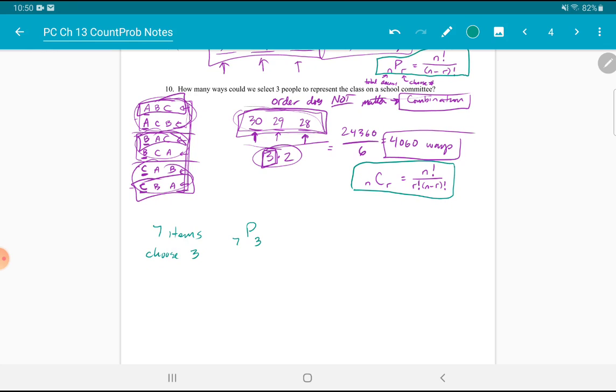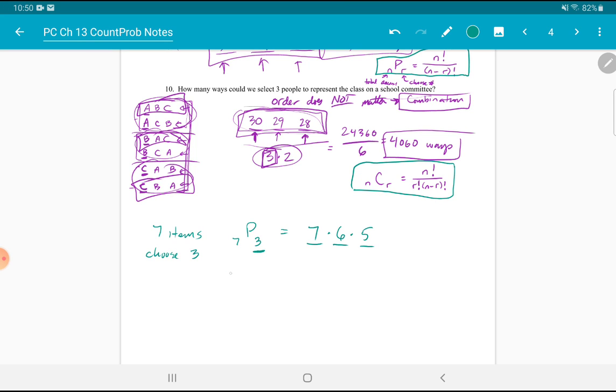Okay, and so if I have 7 items to choose from, and really notice how you're choosing 3, which means I just have 1, 2, 3 things that I need to fill up. And I have a total of 7 items, but since I've exhausted one in the first slot, I now have 6 items here, and I've exhausted that, so now I have 5 items to choose from there. So what I have is 7 times 6 times 5, like that. That's basically how you do a permutation.